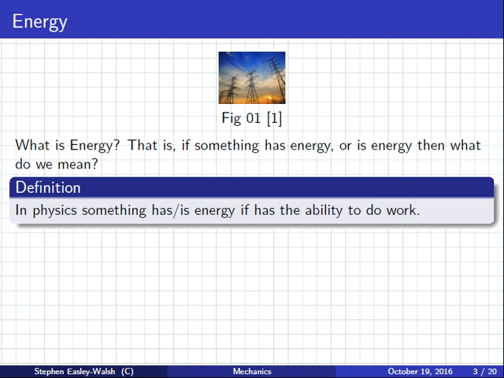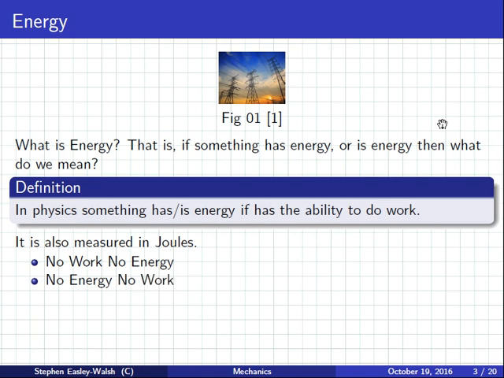Got that? So because we've talked about work and energy as an ability to do work, then thinking about the last lesson, what are the units we could use to measure energy? Joules or Newton meters. But joules is fine. Yeah. Okay. So it's also measured in joules. No work, no energy, no energy, no work. So if it can't do work, it has no energy, or if it has no energy, it can't do work.